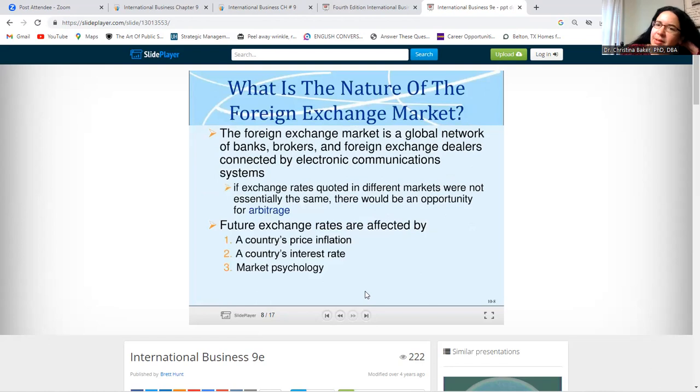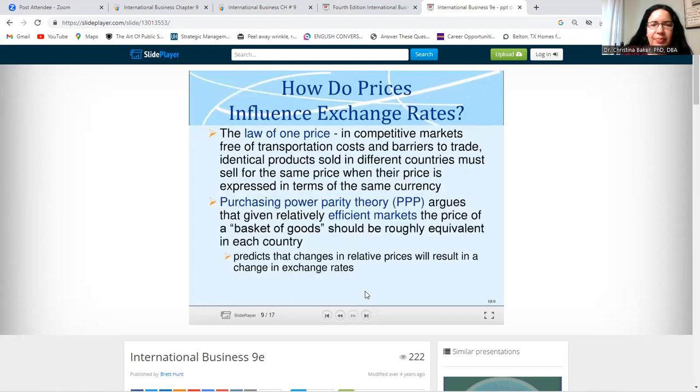The foreign exchange market is a global network of banks, brokers, and foreign exchange dealers connected by electronic communications systems. If exchange rates quoted in different markets were not essentially the same, there would be opportunity for arbitrage. Future exchange rates are affected by a country's price inflation, a country's interest rate, and market psychology.